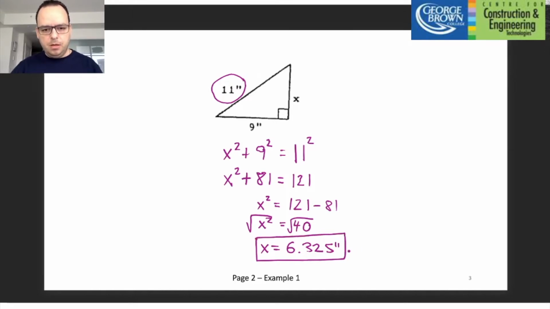And that's it. A few things that I'm always looking for is making sure that you present the answer to the correct precision or accuracy and with the appropriate units. So let's take a look at the next example.